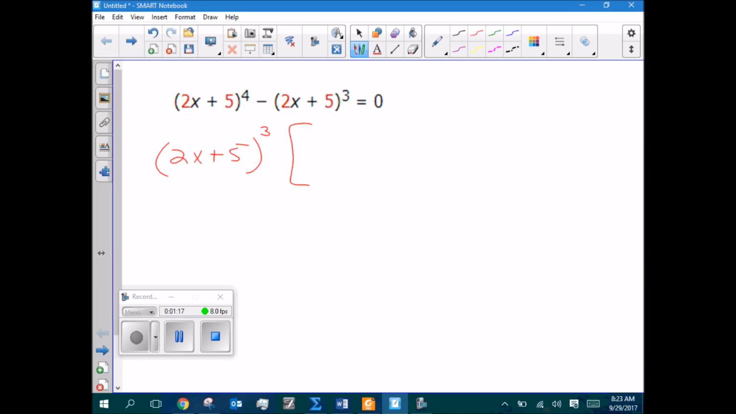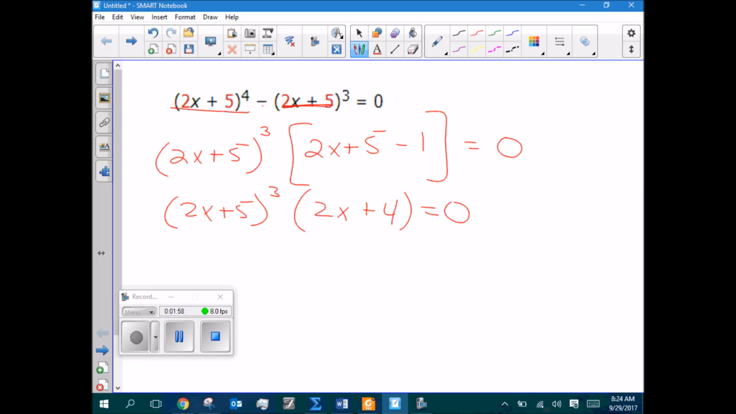So if I factor that out, what's that going to leave me? If I take (2x+5)^4 and divide by (2x+5)^3, it's going to mean (2x+5) to the first, or just 2x+5. Now when I factor (2x+5)^3 out of (2x+5)^3, that's going to leave me with 1, and it's going to be minus 1. And that should equal 0, right? So this gives me (2x+5)^3 times (2x+4) equals 0.